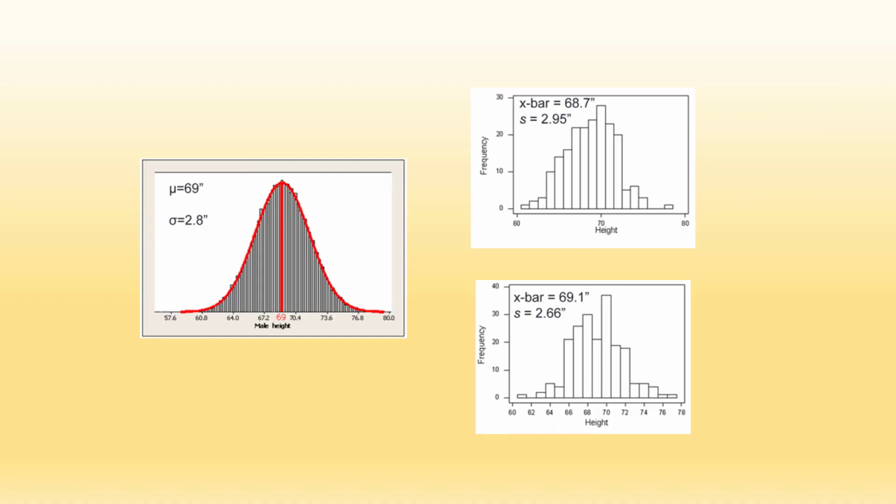Then on the right, we have two samples. In the first sample, the sample mean X bar is 68.7 and the sample standard deviation is 2.95. These sample statistics are different from the exact values in the population, which is not surprising. In the second sample, the sample mean X bar is 69.1 and the sample standard deviation is 2.66. These sample statistics differ from both the population parameters and the statistics in the first sample. If we repeat this over and over again, we will start to gain a picture of how those statistics behave. We will be most interested in the behavior of the sample mean.